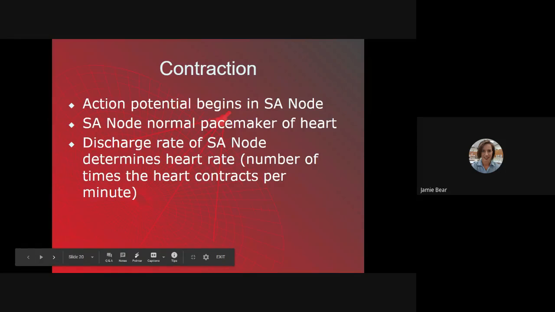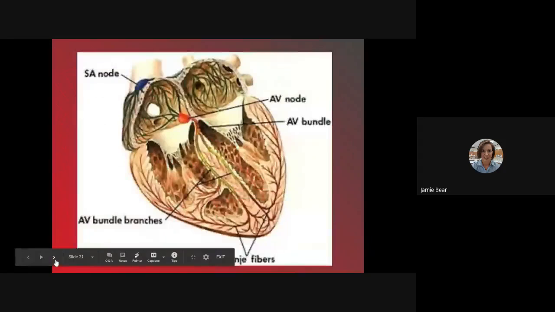So contraction. The action potential begins in the sinoatrial node. The sinoatrial, or SA node, is the normal pacemaker of the heart. The discharge rate of the SA node determines the heart rate. Okay, so it's the number of times the heart contracts per minute. And of course, normal is between 60 and 100.